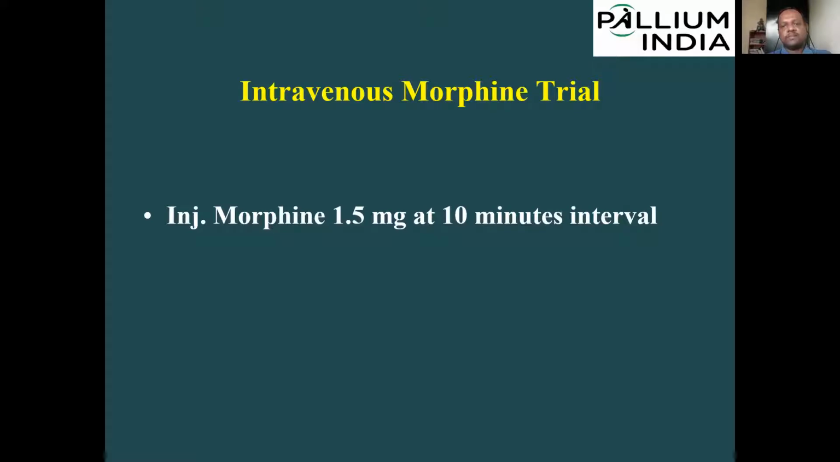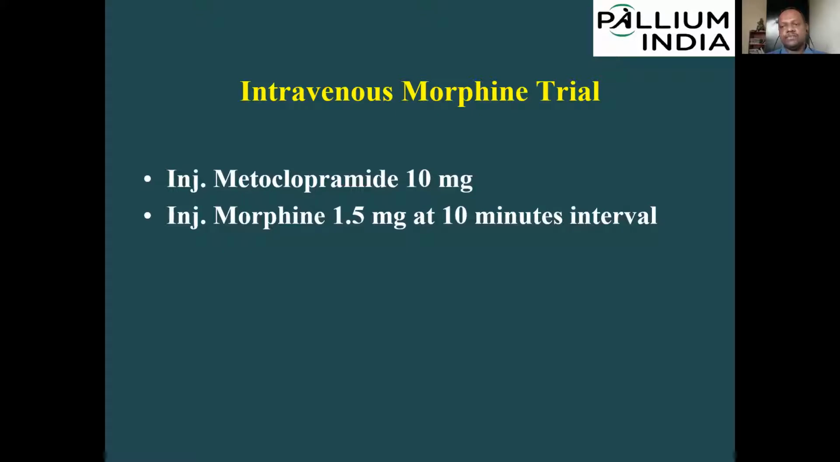Okay, do you expect any side effects immediately after giving injection morphine? Anybody? I am not quite sure, but some people may complain of a sensation like ants walking. Ants walking, okay. Drowsiness, vomiting. Yeah, I think the immediate side effect that we can expect is vomiting. So we have to give an antiemetic, and it should be an antiemetic which acts on D2 receptor. We usually give injection metoclopramide 10 milligram IV followed by injection morphine 1.5 milligram at 10 minutes interval.